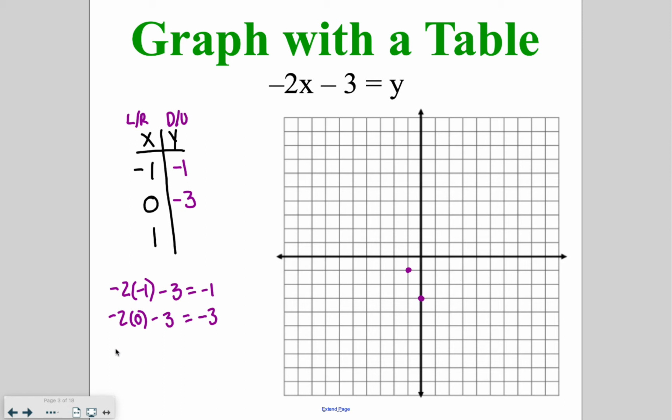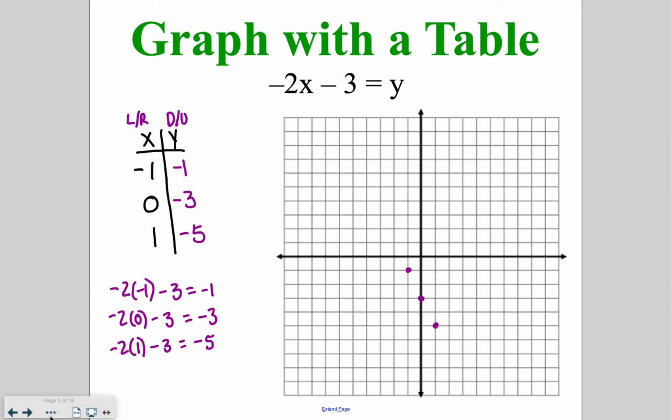And then we plug in 1. So -2 times 1 is -2, minus 3 gives you -5. Again, you can go through and show this work, or you can do the work in the calculator and just write down the table portion, but you do need to have the table shown. So 1 to the right, and then down 5.